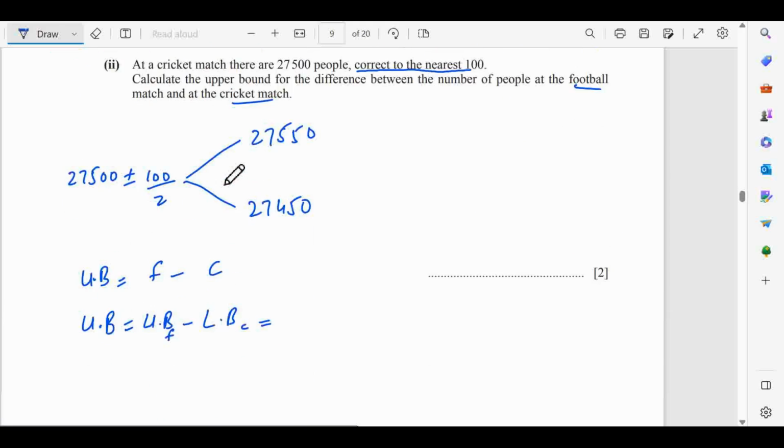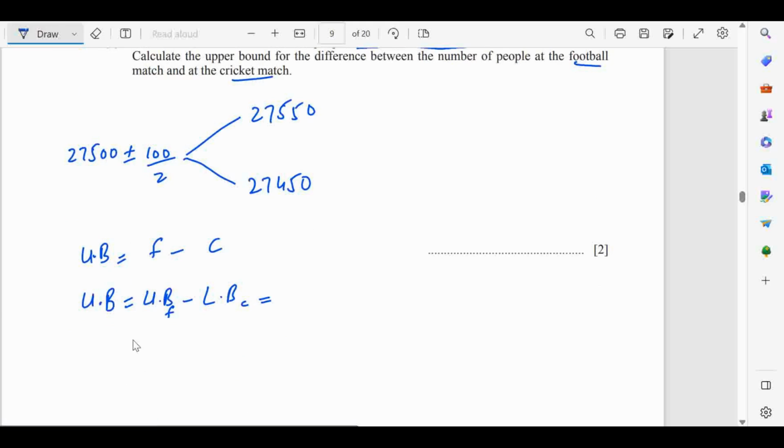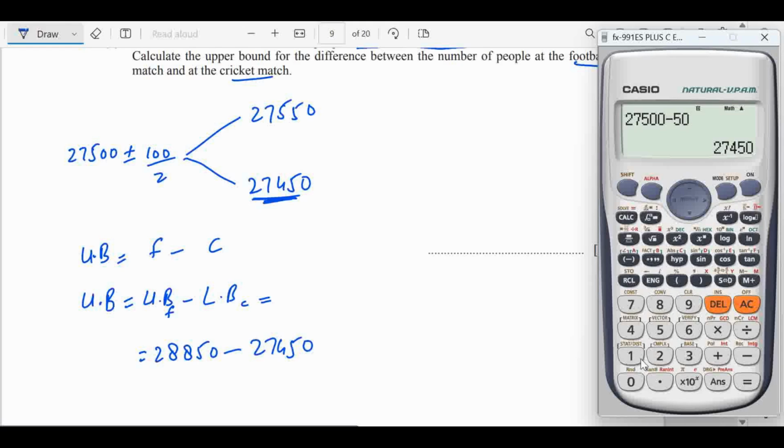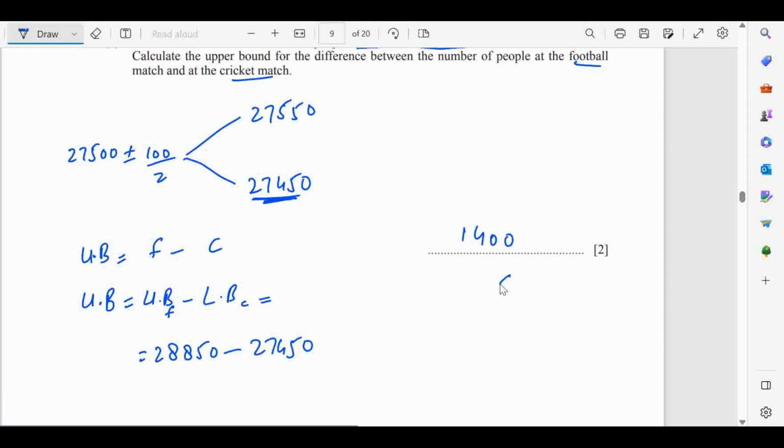29850. Let me write it over here, 29850. This was the upper bound of the football match, and the lower bound of the cricket match was 27450. So this will be 28850 minus 27450, which equals 1400. This will be the final answer. Let's move to the next question.